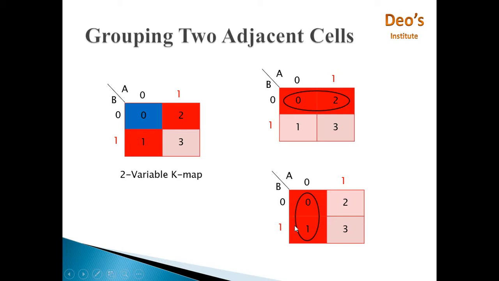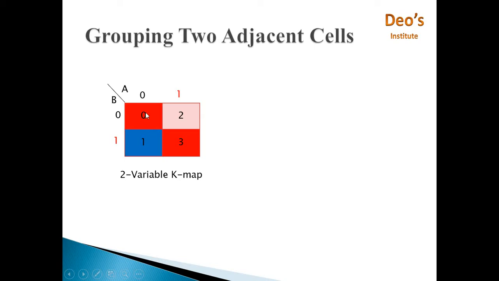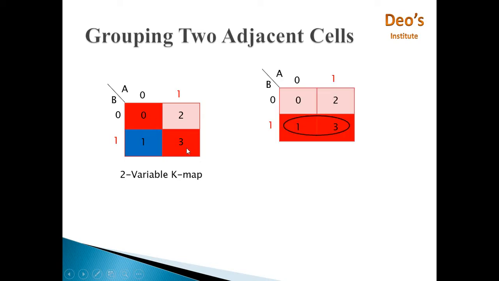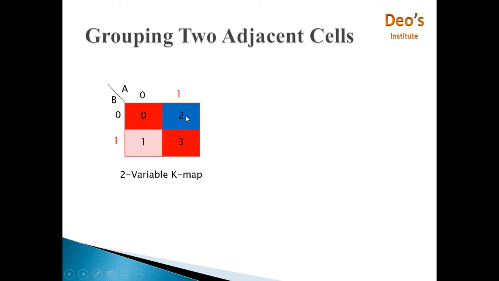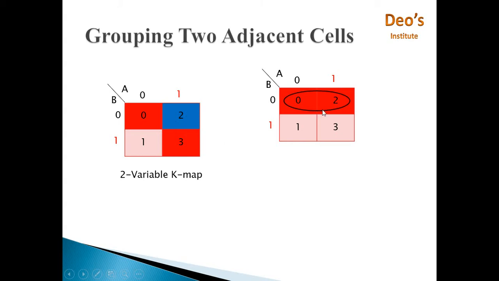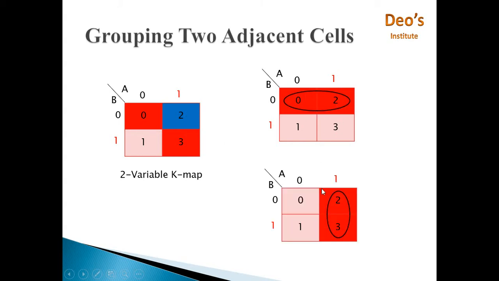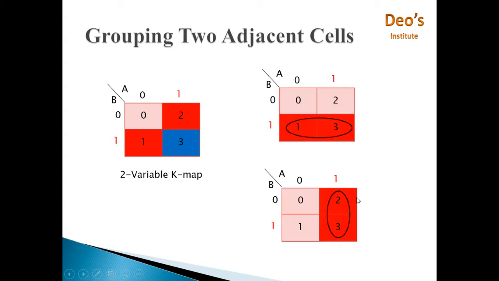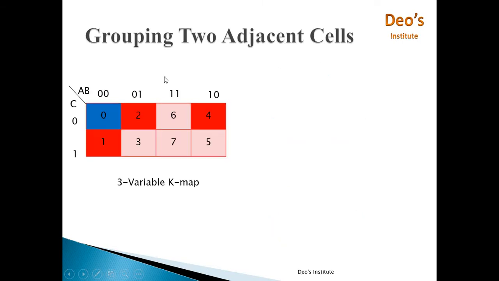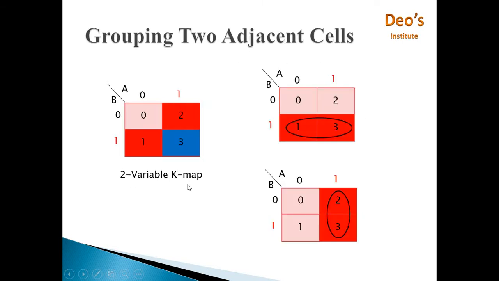Similarly, you can make a group of 0 and 1. Cell number 1 is adjacent to 0 and 3. So you can make group of 1 and 3, or group of 1 and 0, provided that both cells contain 1, or both cells contain 0 in case of max terms. Similarly, cell number 2 is adjacent to 0 and 3, so you can make group of 0 and 2 and 2 and 3. Cell number 3 is adjacent to 1 and 2, so you can make group of 1, 3 and 2, 3. So this is about grouping of adjacent cells in two variable K-map.